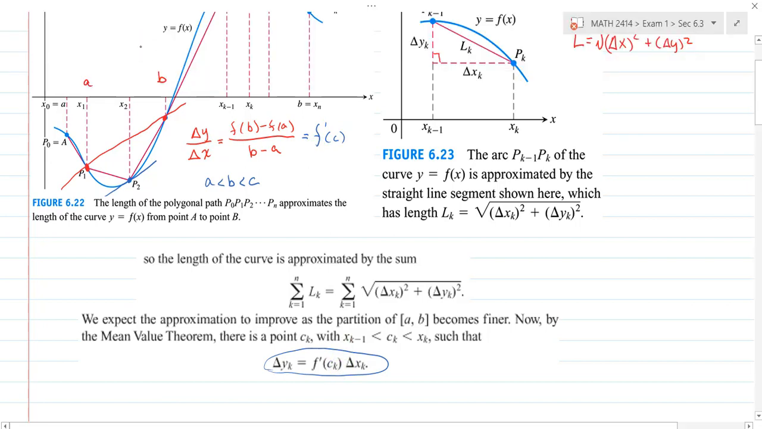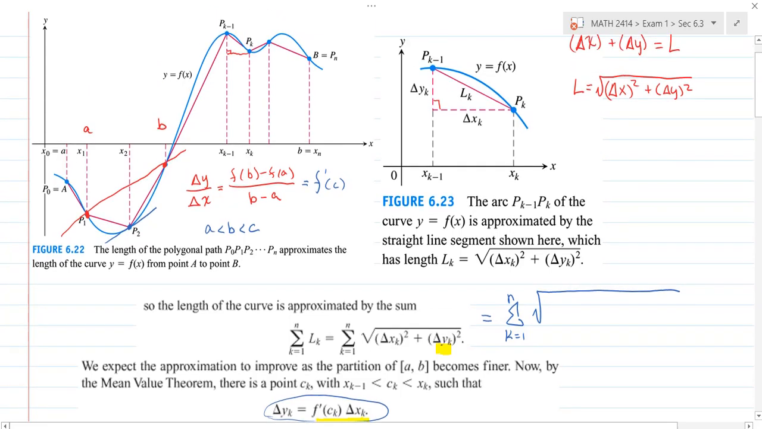And you say, well, why did you mention that? Well, because this right here can be substituted in place of delta y right here, which means that I could say that the approximate length of the curve is equal to the sum, where k is equal to 1 to n, and k is the index of our partitions here, of the lengths of all these line segments, which I had up here.